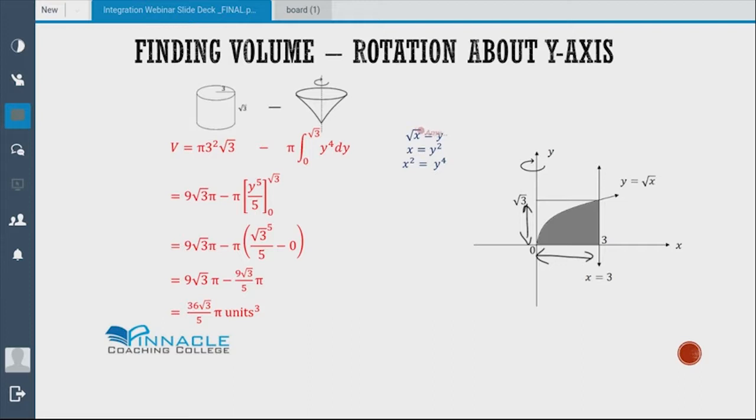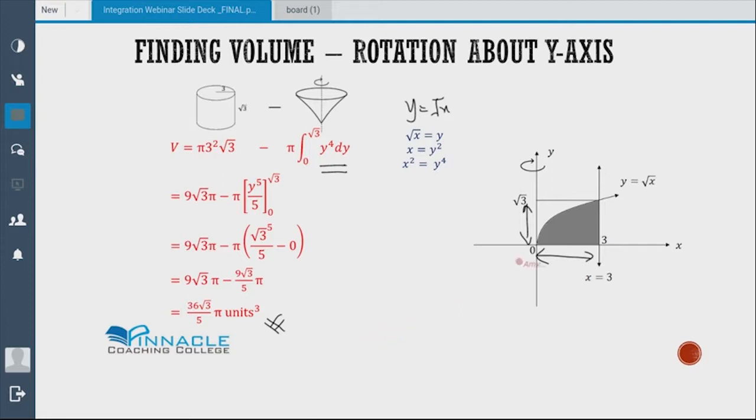So if y is equal to root x, then root x is y, square that, and then x squared will be y to the power 4. So that's what you end up integrating, which is a very simple integral to do. Putting in the numbers and then doing the subtraction, you'll get 36 root 3 on 5 pi. All right, so hopefully that makes sense for those who didn't quite get there.